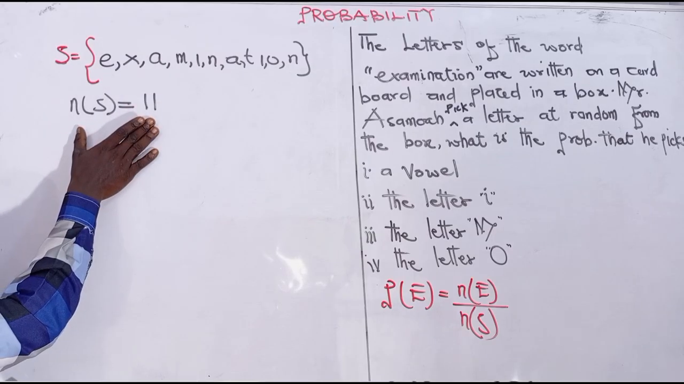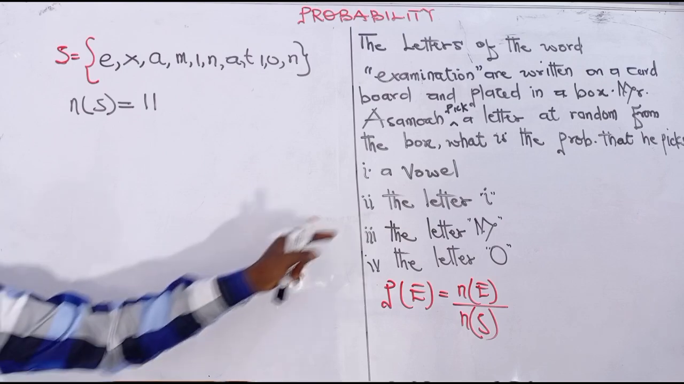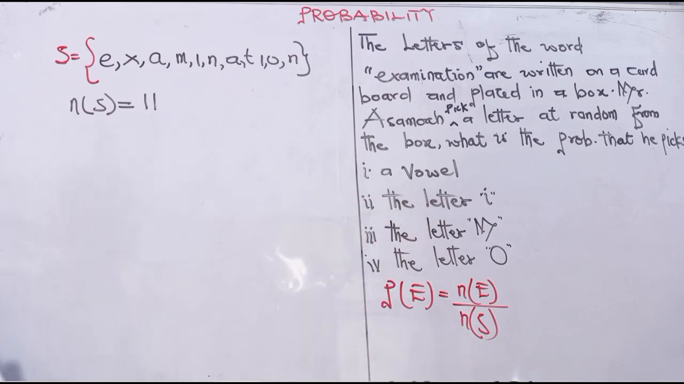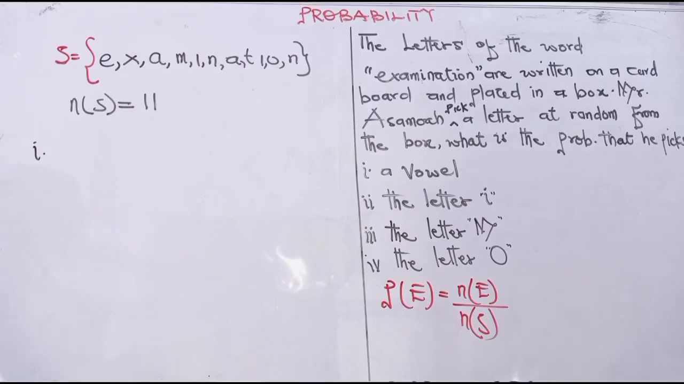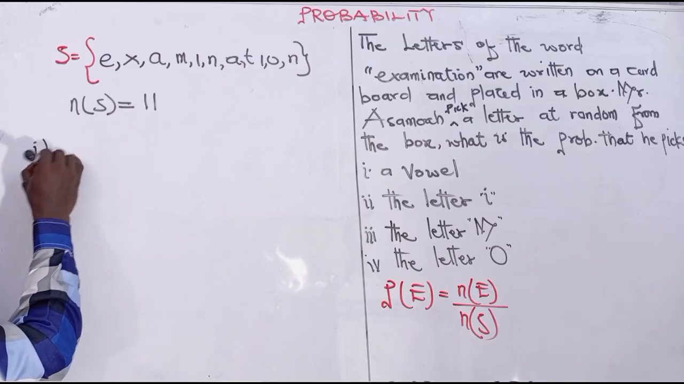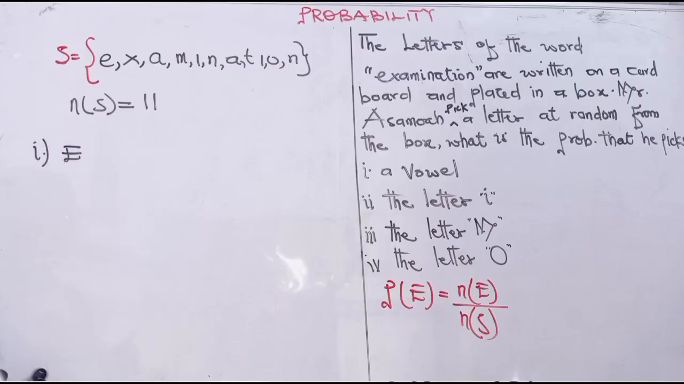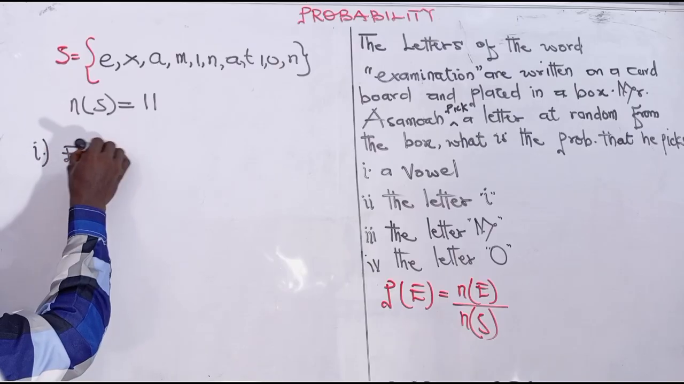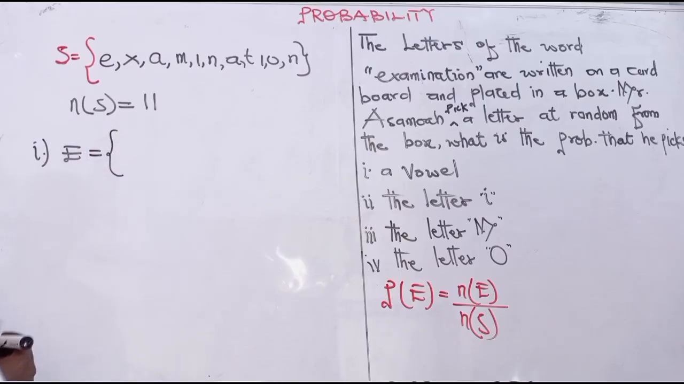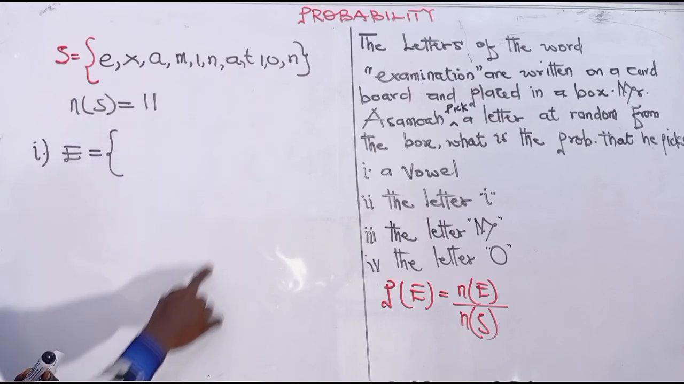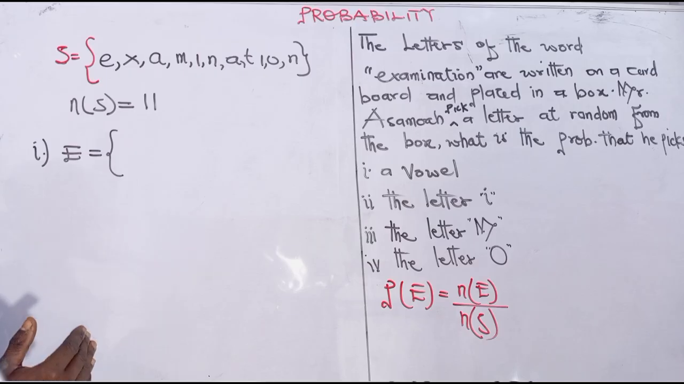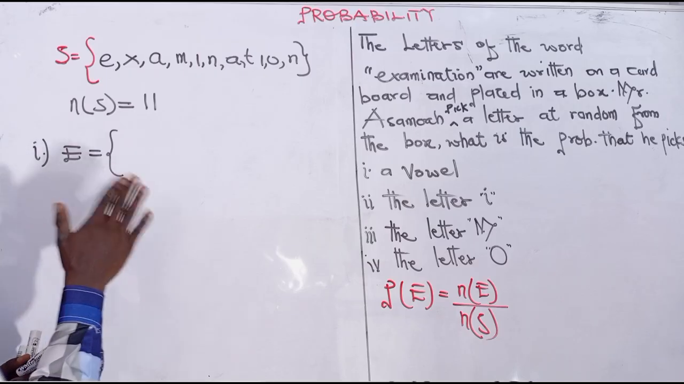Now once we have this, we look at the event one after the other. So we want to find the probability of obtaining a vowel. We are going to use the letter E to denote the event of obtaining a vowel. We are going to look through these letters of the word examination, and then we select the vowels in it.